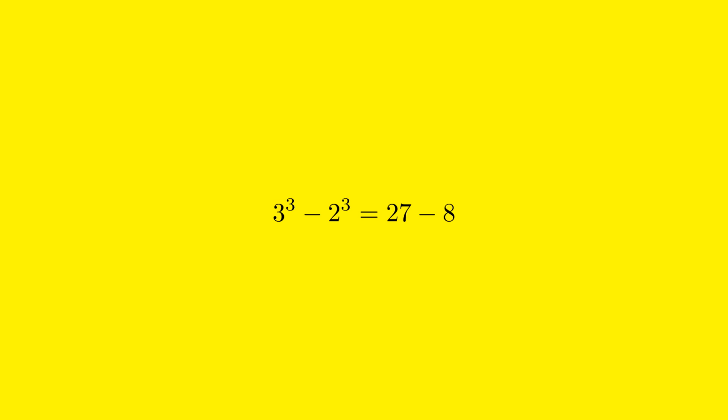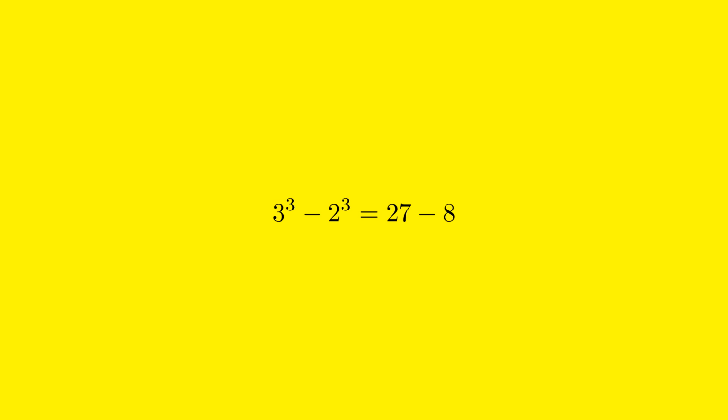Next, let's calculate the second part of the expression. 2 raised to the power of 3 means multiplying 2 by itself 3 times. 2 multiplied by 2 equals 4. Then multiply 4 by 2. 4 multiplied by 2 equals 8. So 2 raised to the power of 3 equals 8. Now let's rewrite the original expression using these calculated values. The expression is 27 minus 8.